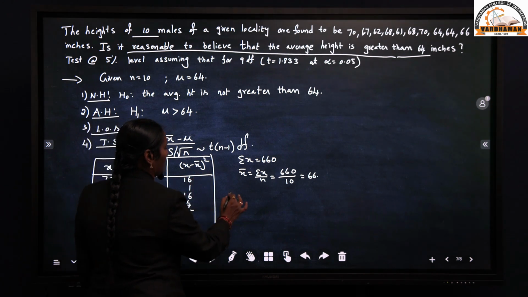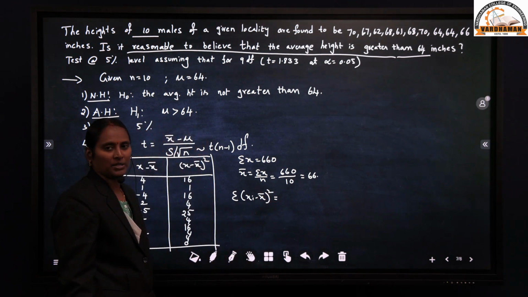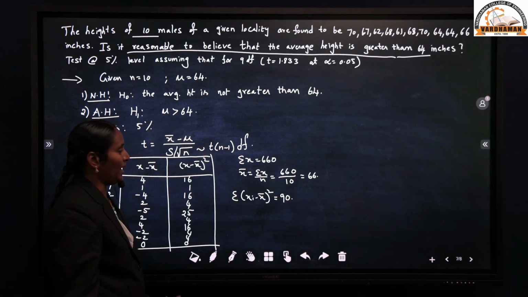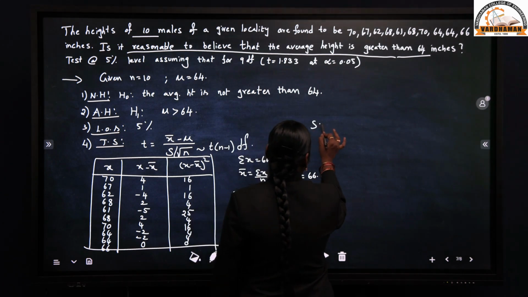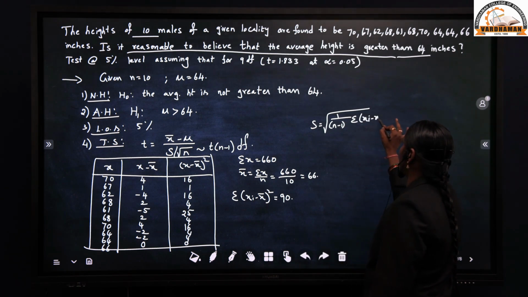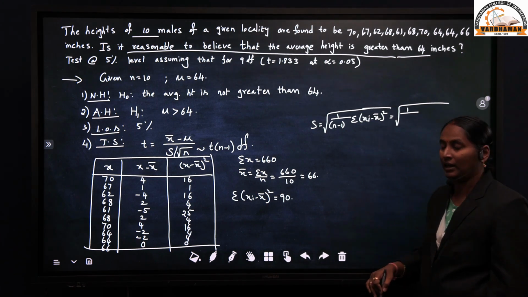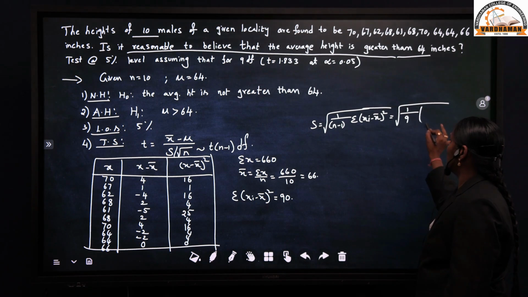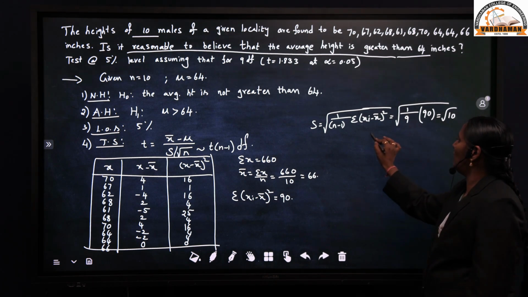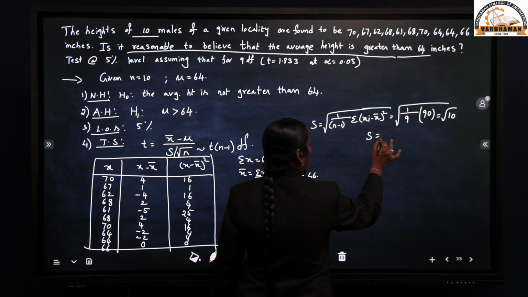Now you need to find the summation of xi minus x bar whole square. The sum of all these observations, summation xi minus x bar whole square, is 90. After getting this value, we are going to find the value of s first. The formula of s is the square root of 1 by n minus 1 into summation of xi minus x bar whole square. Just substitute the values we have. N is 10 observations in the given data, so n minus 1 is 9, and summation xi minus x bar whole square is 90. So we are going to find the value of root 10, which gives the standard deviation. The value of root 10 is 3.16.